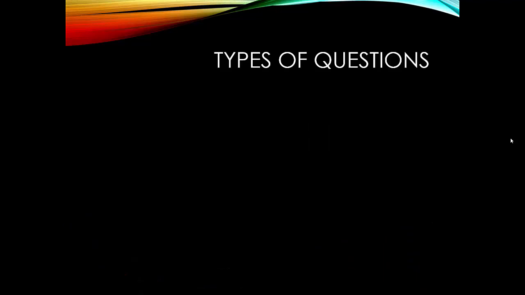Questionnaires can include 3 types of questions. The first is closed-ended. These are questions in which you give your respondents particular categorical options for answers. For example, what is your class? Are you freshman, sophomore, junior, or senior?